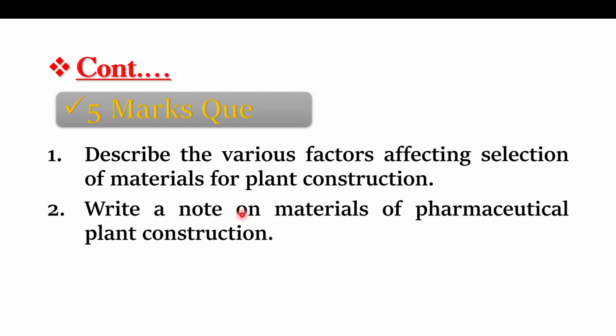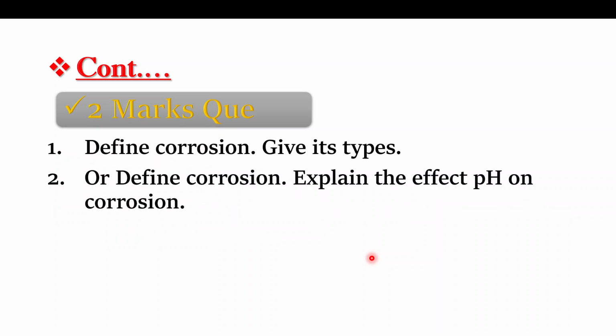Next, 5 mark question. Describe the various factors affecting selection of materials for plant construction. Then write a note on materials of plant construction. So, what are the different types of materials which are used for plant construction? You can write that in this question. In the first question, what are the different factors which can affect the selection of materials for our plant construction? In this question, you can write the different factors which can affect the materials for plant construction. So these are the two 5 mark questions which will be asked in your upcoming exam. Focus on these exam questions.